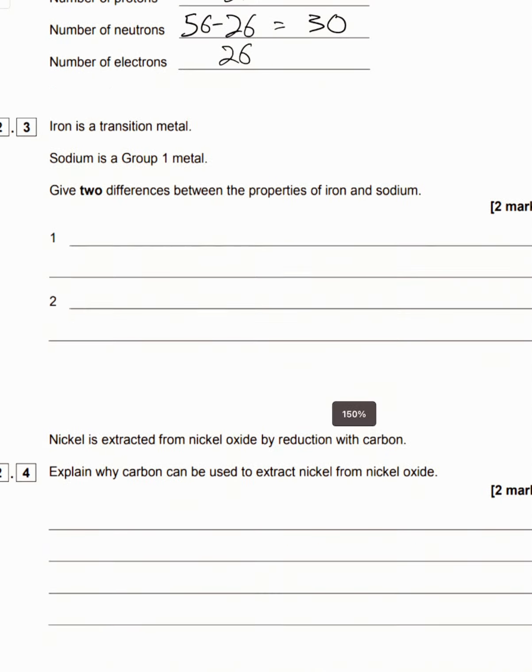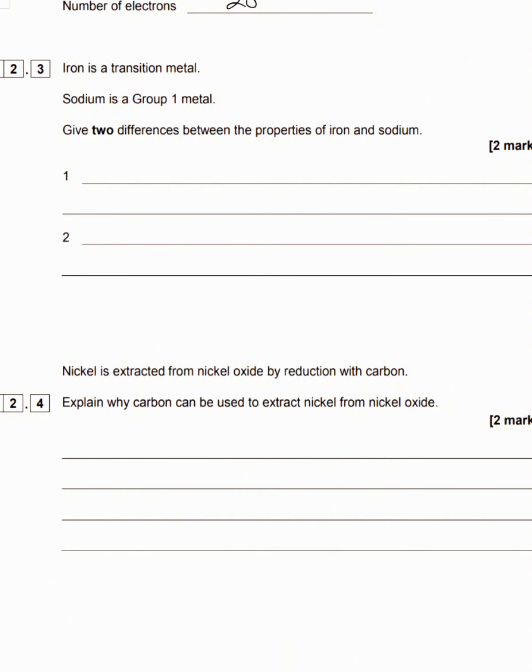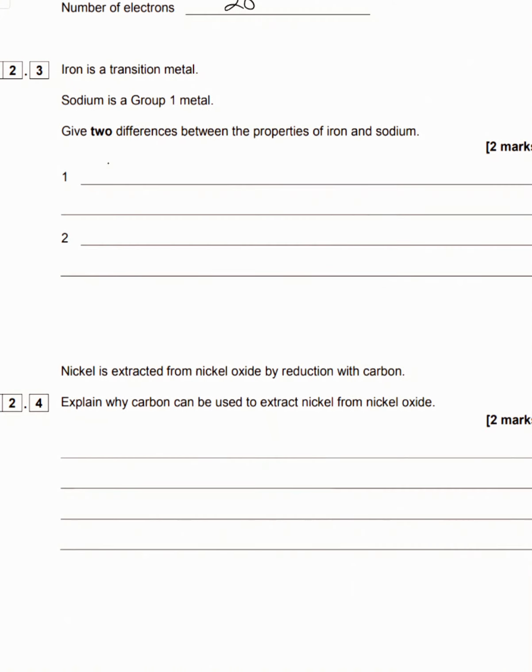Give two differences between iron and sodium. There are lots of different ones you can have here. Ideally, for good practice, you should try and say something about both of these. So it's very similar to the biology questions when you're talking about the differences between eukaryotes and prokaryotes. You need to say iron is this, sodium is this. So we can say iron is hard. Sodium is soft.